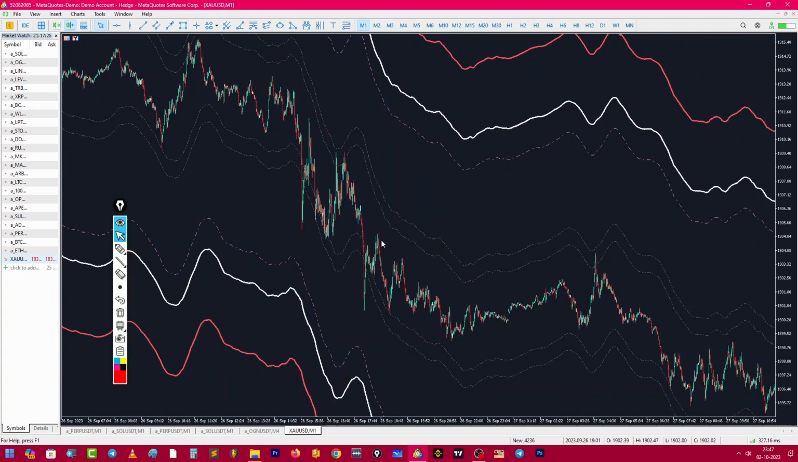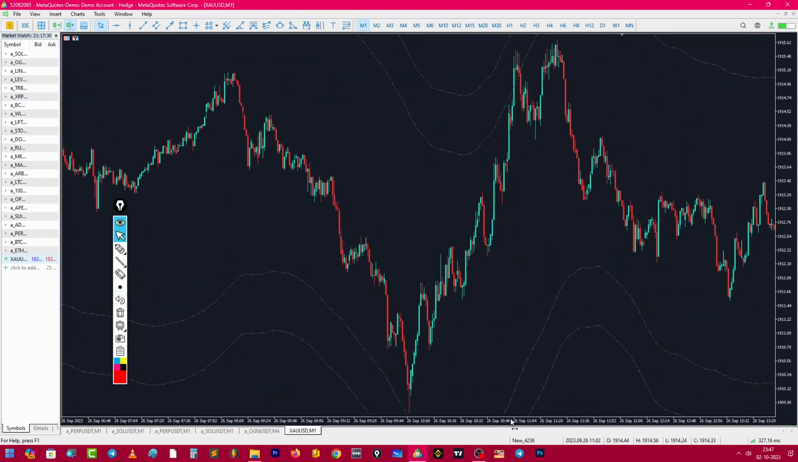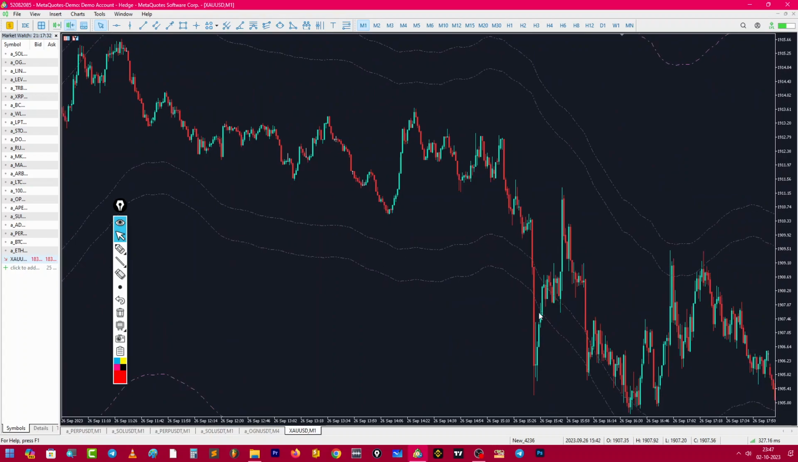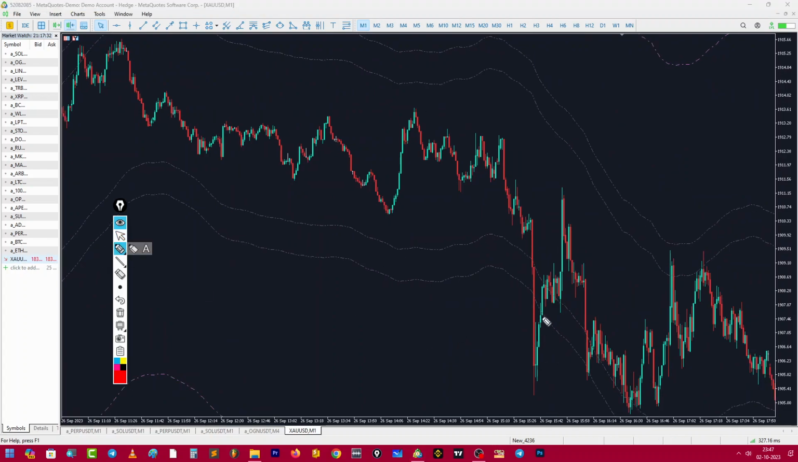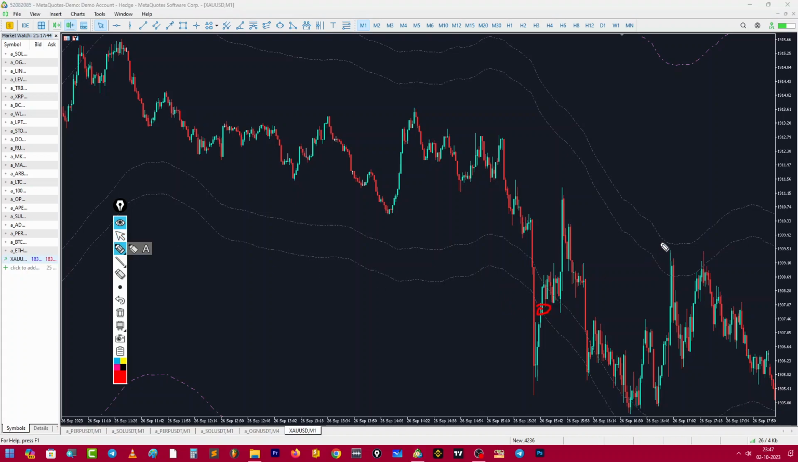One more example: here you can see price just crashed and gave a closing at this level. And what level was this? This was D2. Okay, so D2, then where is price going to go? Which level is next? So it's D2, so definitely this one. As you can see, price just rejected in this area.